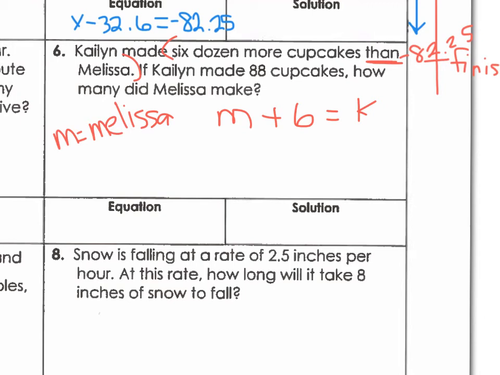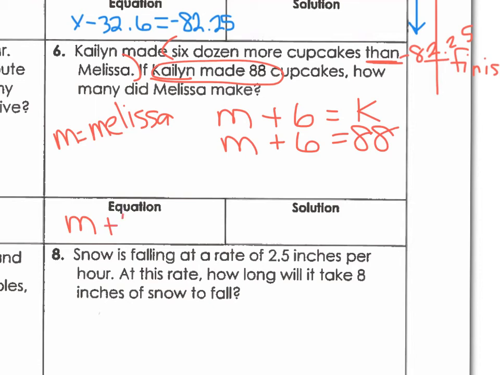Okay, but I can't have two variables, right? So what other information did they give us? Well, they told us that Caitlin made 88. So I'm going to rewrite this with Melissa plus 6 dozen gives me 88. Okay, and just to double check myself, Caitlin made more. So that's true. Okay, so if I take Melissa plus the 6 dozen, I'm good to go. So Melissa plus 6 equals 88 cupcakes, or dozen cupcakes.